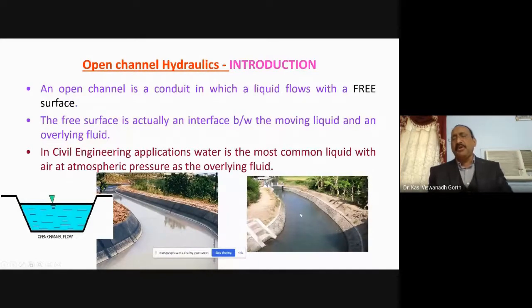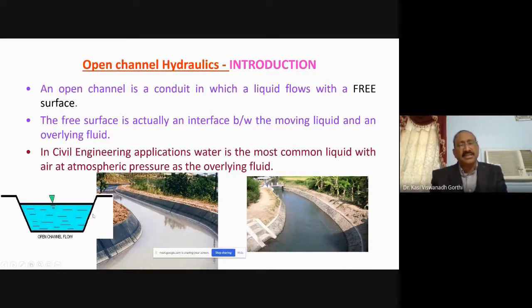Over this top water surface, you have atmospheric pressure. And beneath this top water surface, the liquid which is being carried is available. The interface between these two is called the free surface. So you have a free surface in the case of a canal flow or an open channel flow, whereas in pipe flow, the entire cross-sectional area is completely filled with the flowing liquid. The free surface is actually an interface between the moving liquid and the overlying fluid.